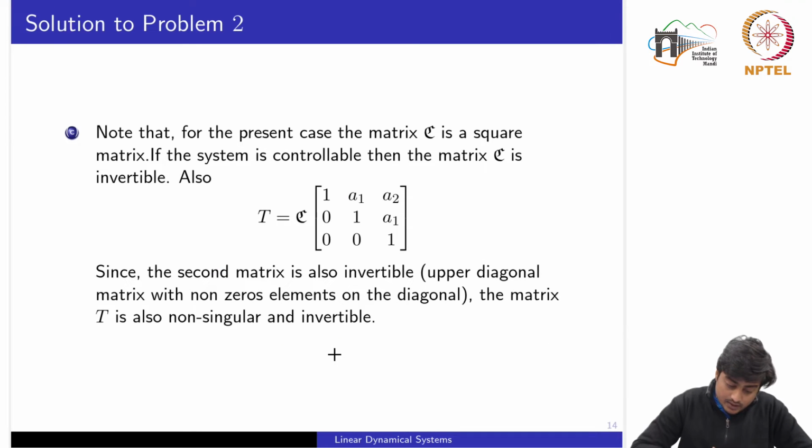About the non-singularity of the T matrix. One of the concepts we had seen in the part 1 tutorial and also during the lecture slides is that the pre-multiplication and the post-multiplication by a non-singular matrix does not change the rank of the matrix. Since T has been defined as this, if I want to compute the rank of this T matrix, this C, if it is full rank or if the system is controllable, and this matrix being the upper triangular matrix would be non-singular as well. So definitely our T matrix would be a non-singular matrix if the system is controllable. If the system is not controllable, then we cannot ensure that T is a non-singular matrix. Okay.